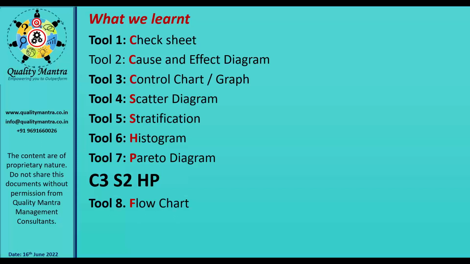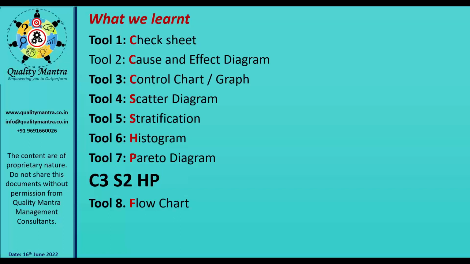between the two factors, between the two parameters, whether they are correlated, maybe positively, negatively, and how they are correlated with each other can be checked using the scatter diagram. We have also seen how to plot the scatter diagram, how to plot the line equation, and what is the significance of the R square value. Then tool number 5, stratification, stratifying the data to get more insights about the categories and where to focus.